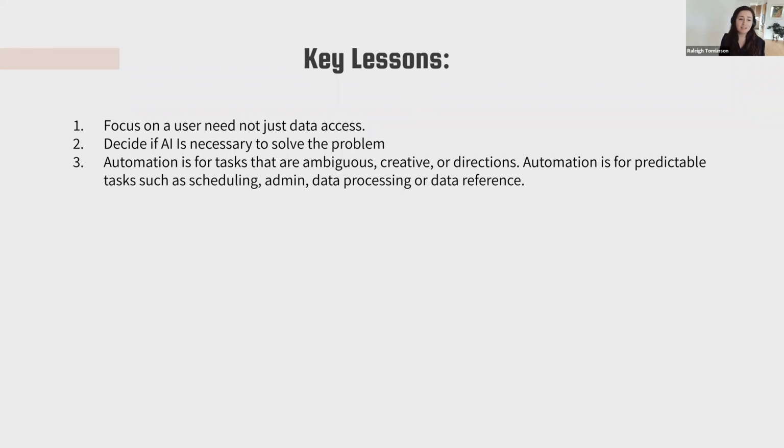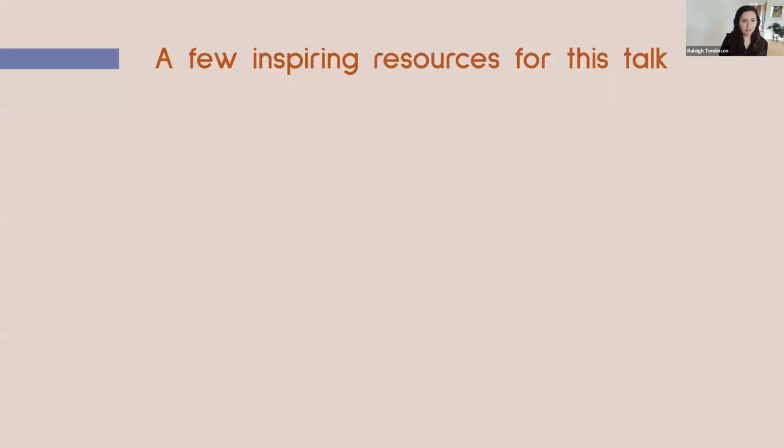And augmentation is for tasks that might be ambiguous, are creative, or are giving directions. And automation is for predictable tasks, such as I discussed, but these are just a few examples: scheduling, admin, processing, or data reference.